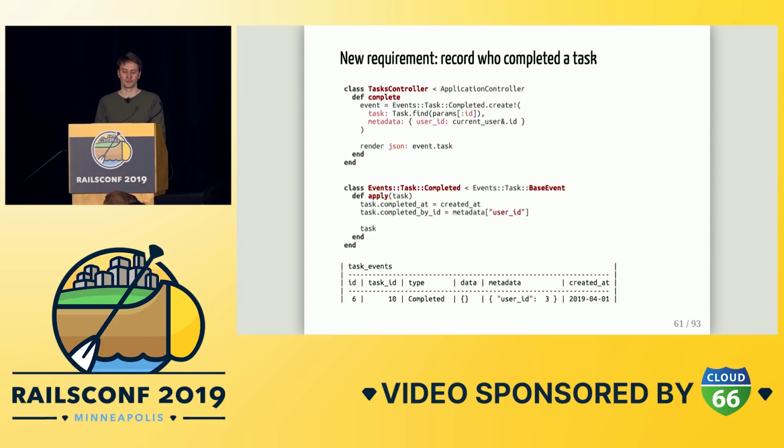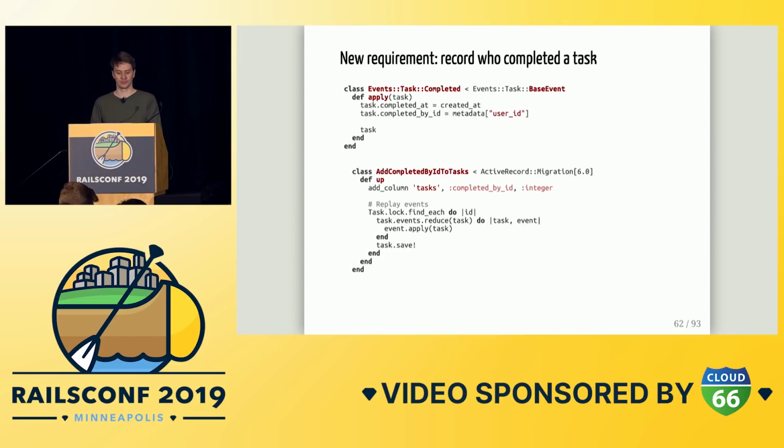Now we also want to record who completed the task. Same thing. The controller doesn't change. All we are changing is that apply method in the event. And we basically extract the ID of the user from the metadata that we've been saving from day one. So we just set the completed by ID to the user ID that we've stored in the metadata. When it comes to the data migration, we just add the column to the database, and then we replay events the exact same way that we replayed them before. And we now have that completed by ID column set and backfilled.